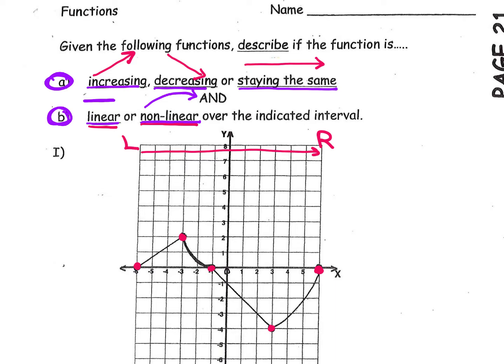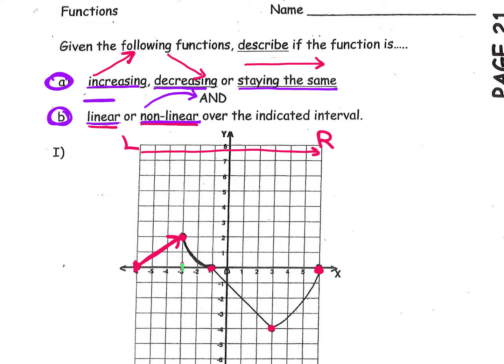Let's take a look starting at -6 to -3. That is the interval we're going to study first. As we move from left to right, we see that our function is a straight path and it's increasing. So we would call this linear and increasing.